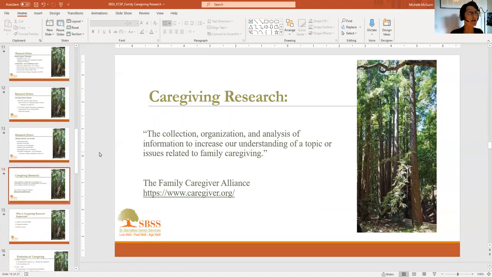So I'm going to jump now into the evolution of research in the field of caregiving. So what is caregiving research? It's basically the collection, organization, and analysis of information to increase our understanding of a topic or issues related to family caregiving. And that's from the Family Caregiver Alliance. Got the website there. It's a fantastic website for anybody who's a caregiver.